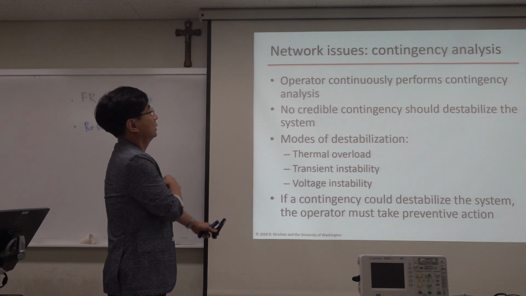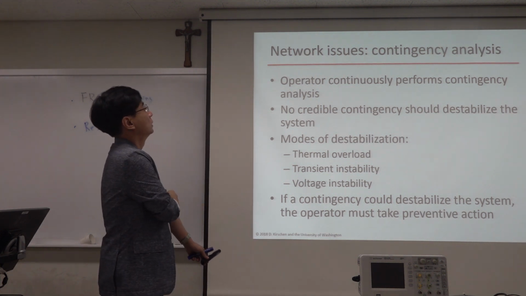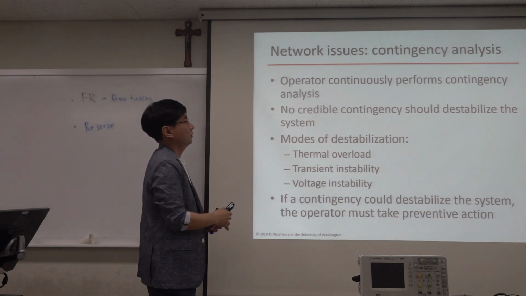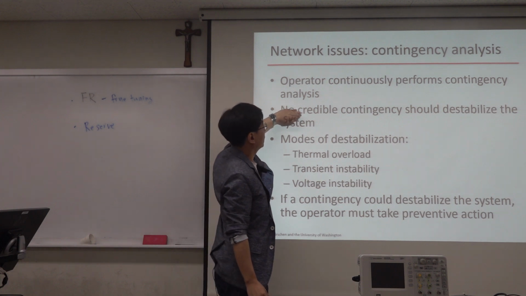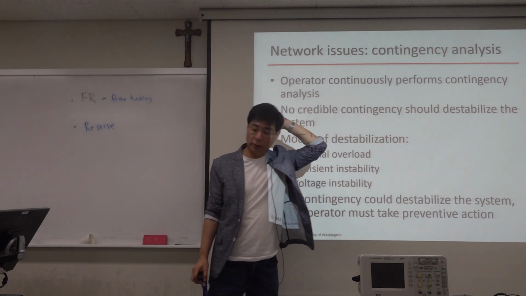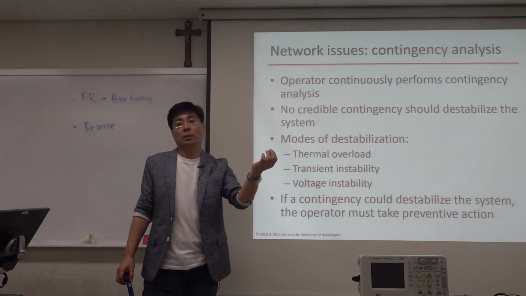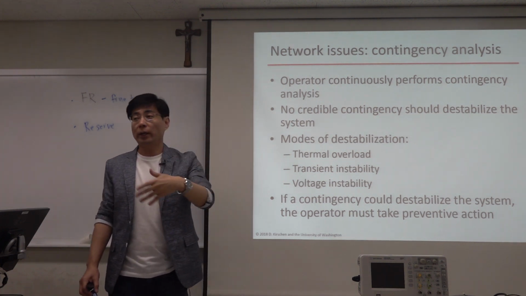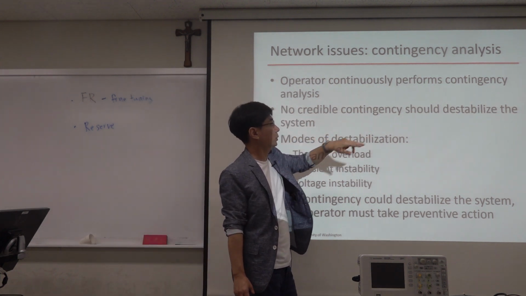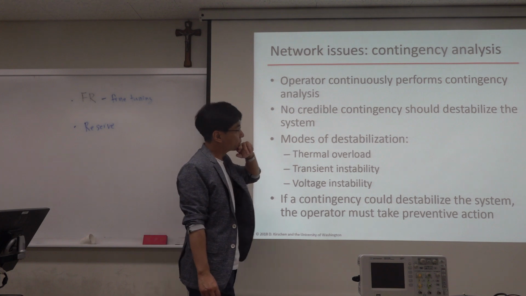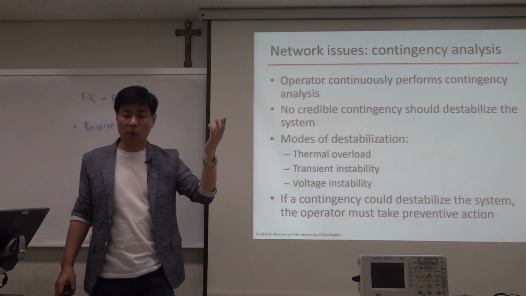So operators, of transmission network and distribution network, continuously perform contingency analysis. What is a credible contingency? Credible contingency means that when that contingency happens, the system operator can still keep the system operating in a normal way. So no credible contingency should destabilize the system. That's why n-1 contingency analysis is important.